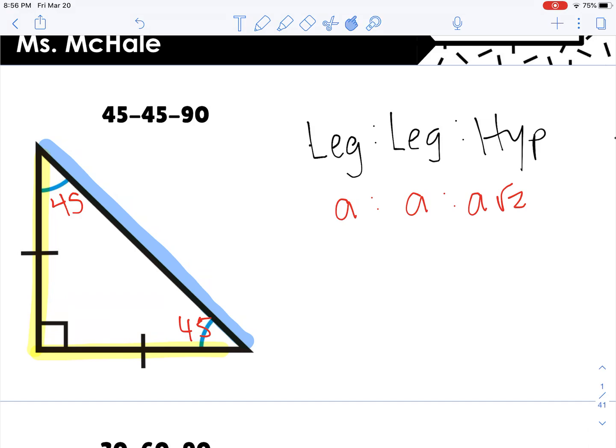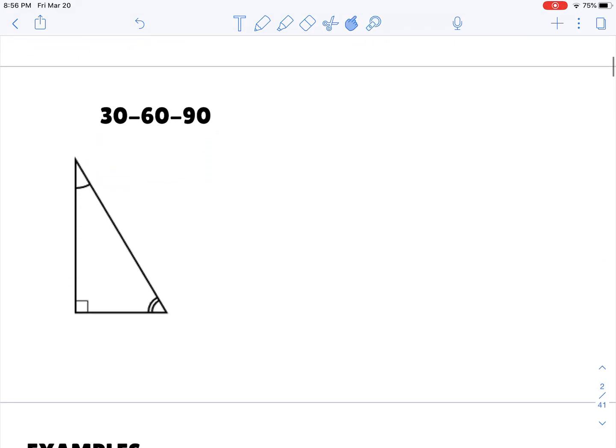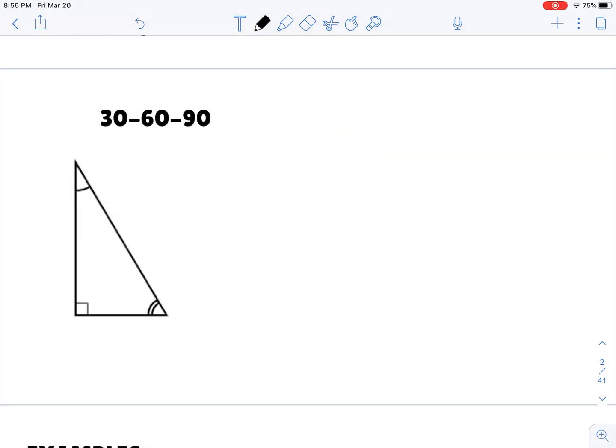The next one I want to talk to you about is a 30, 60, 90. Now, 30, 60, 90 is a little bit trickier. I'm going to fill in the missing angle measurements. This is the 30-degree angle. This is the 60-degree angle. Now, there's three sides. We have the hypotenuse. We have a short leg, and the reason I know it's the short leg is because it's opposite the 30-degree angle. And then lastly, we have the long leg, and the long leg is always opposite the 60-degree angle.